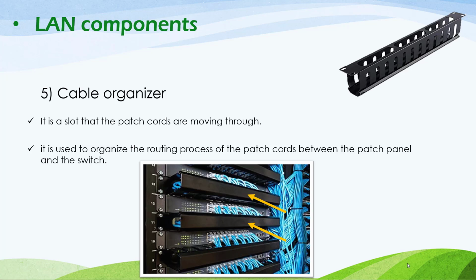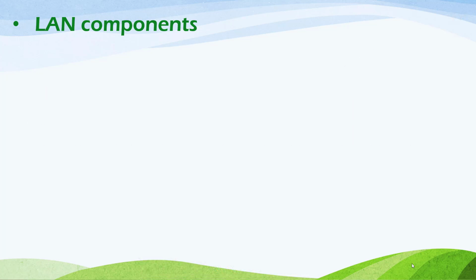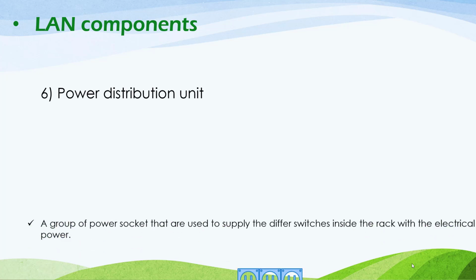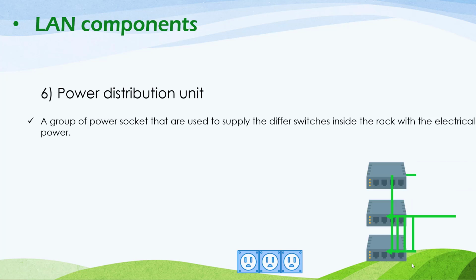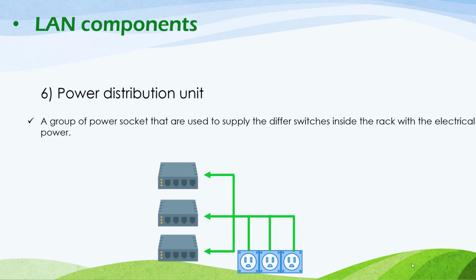as this cable organizer makes the troubleshooting process easier. Alright. Now the last LAN component we need to discuss in this tutorial is the power distribution unit. And the power distribution unit is an element that is used to distribute the electrical power to the different switches and the different components inside our data rack, as the switches need electrical power as a supply to work, so we use the power distribution unit for this purpose.